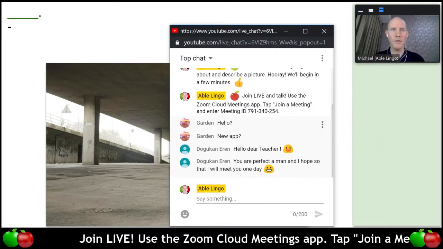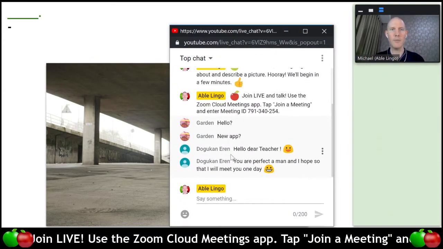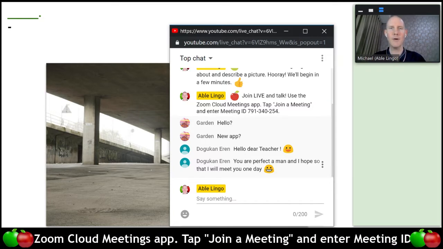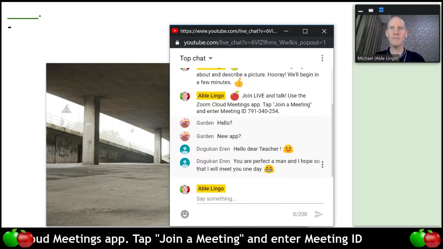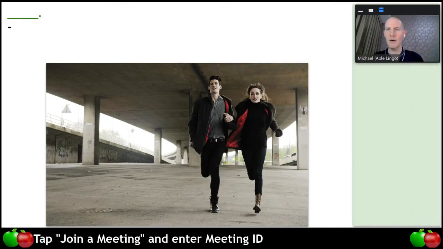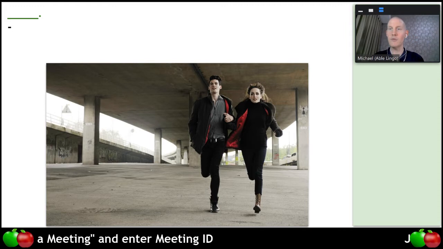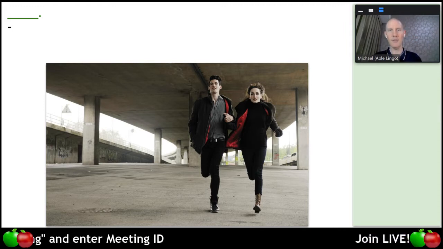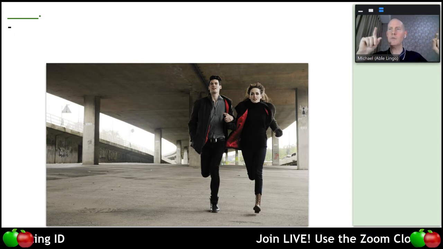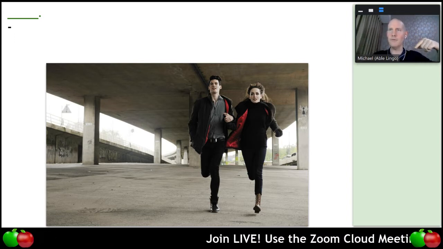Okay, so Garden says, hello, new app. Dogukan says, hello, dear teacher. Dogukan Eren says, you are a perfect man. I hope that I will meet you one day. Okay, so you can come live on Zoom if you want and we can chat. All right, so Madeline says, hello, teacher. Hello, hello. Okay, so I'm going to stop talking about the Zoom meetings because it's scrolling down below.